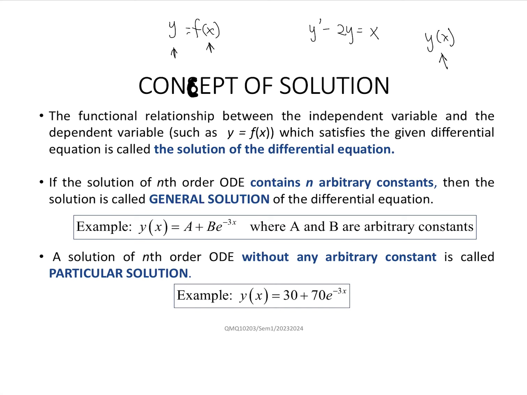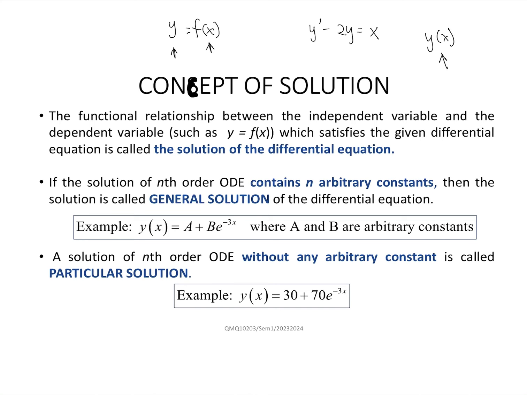If the solution of an nth order ODE contains n arbitrary constants, then the solution is called the general solution of the differential equation. Example: y(x) = a + b e^(-3x), where a and b are arbitrary constants.